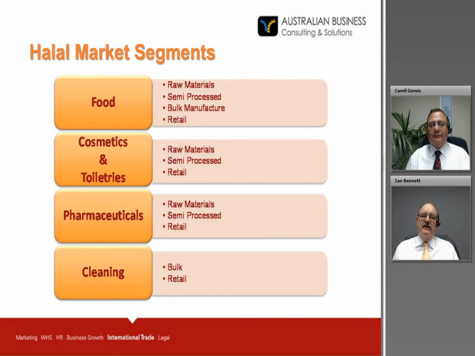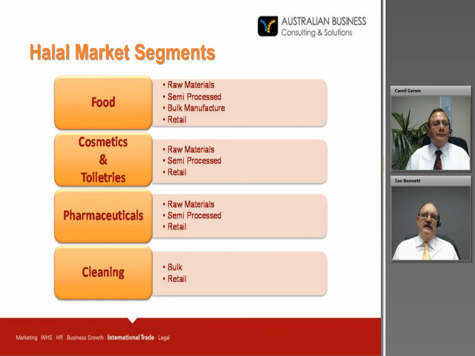There are 4 segments that we've got to focus on in the halal market. Everybody thinks halal is about food. Obviously it is. And it must be halal right through the food chain, from the raw materials, the semi-processed products, to the manufactured product, right through to retail.